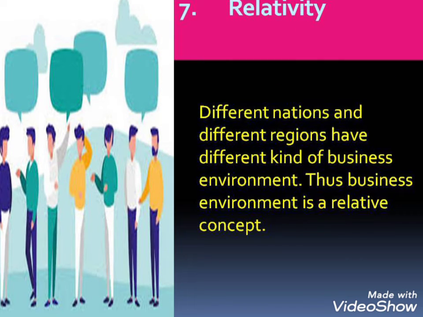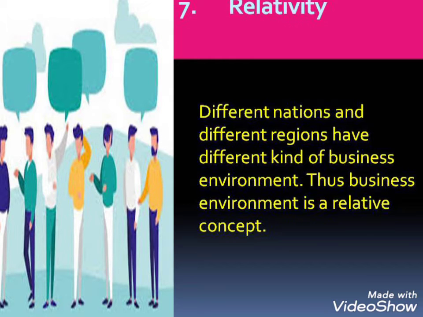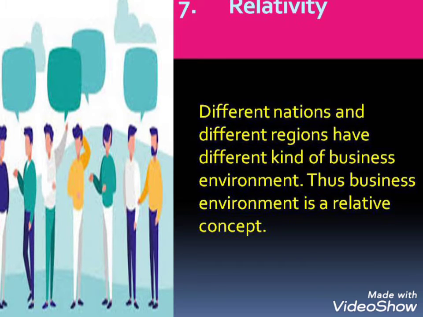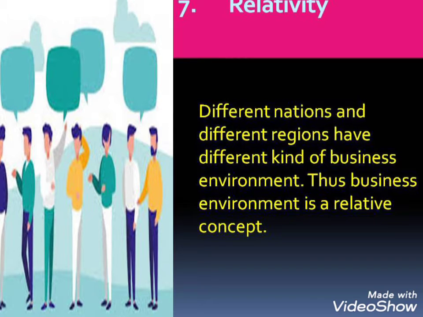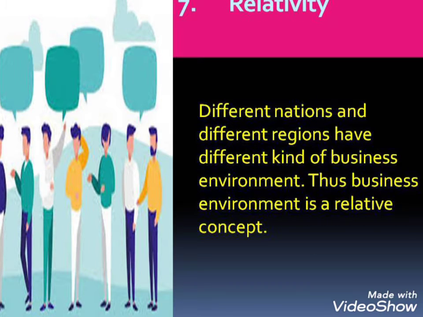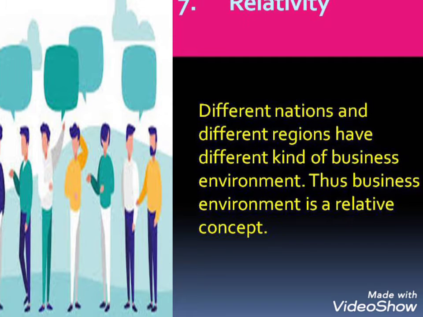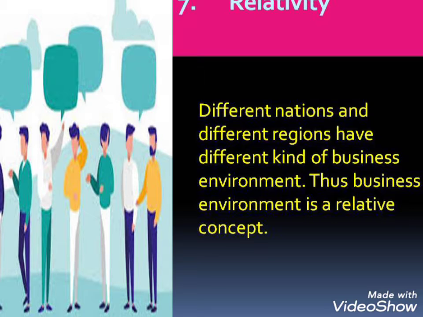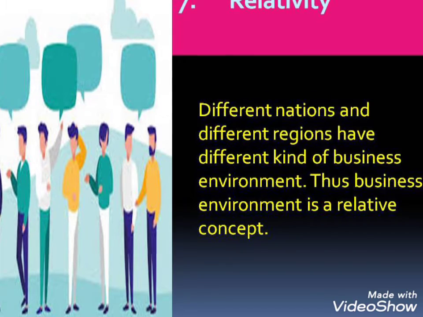Relativity. This is another feature. Business environment is a relative concept. Because of this relativity, it differs from one country to another, from one region to another within the same country, or even over a period of time within the same country. Different nations and different regions have different kinds of business environment. Thus, business environment is a relative concept. For example, demand for saris will be high in Uttar Pradesh while it will be relatively low in Punjab, as the traditional dress of females in Punjab is the Punjabi suit.